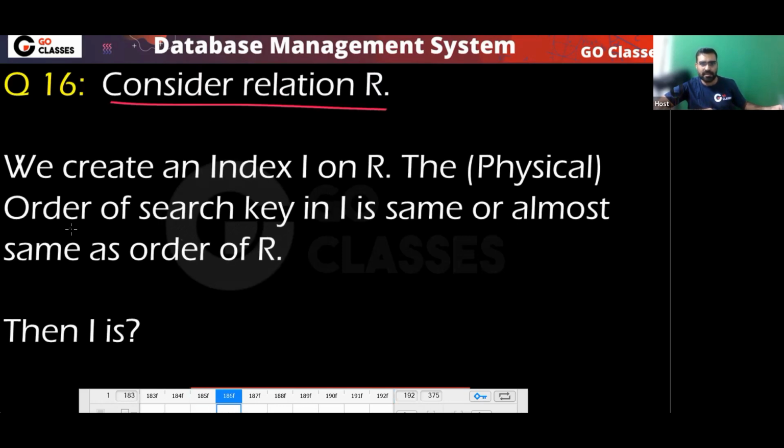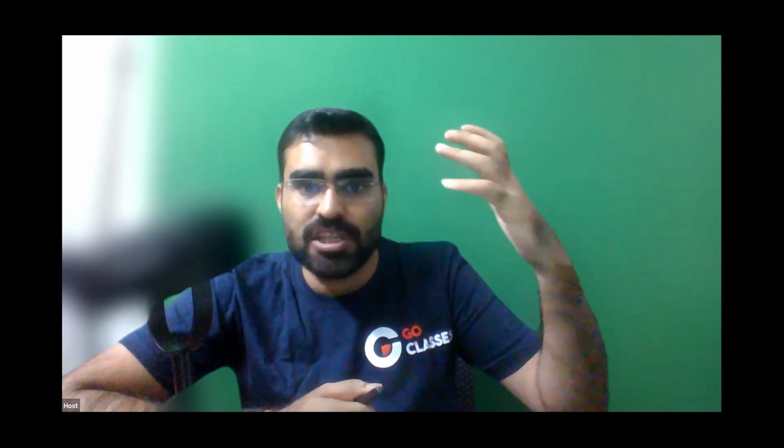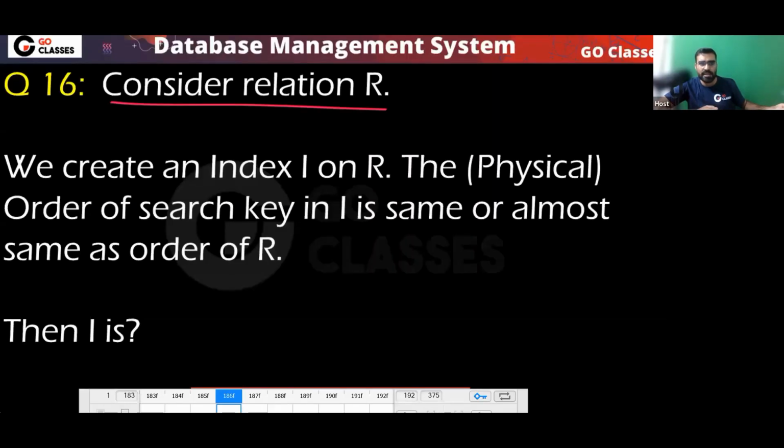Consider relation R. Now from the index point of view. So far all the questions were from the file point of view, right? In all the questions, I was giving you information about the file. Now the questions will be from the index point of view. I will give you the information of the index, then you tell me what type of index this is. I am trying to cover each and every variation that is possible.